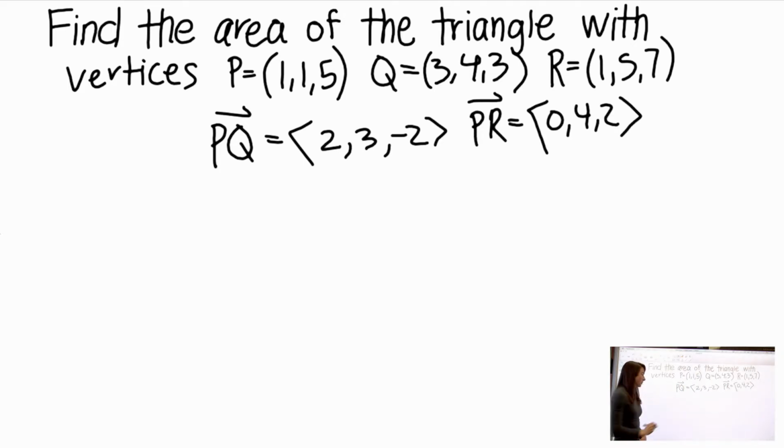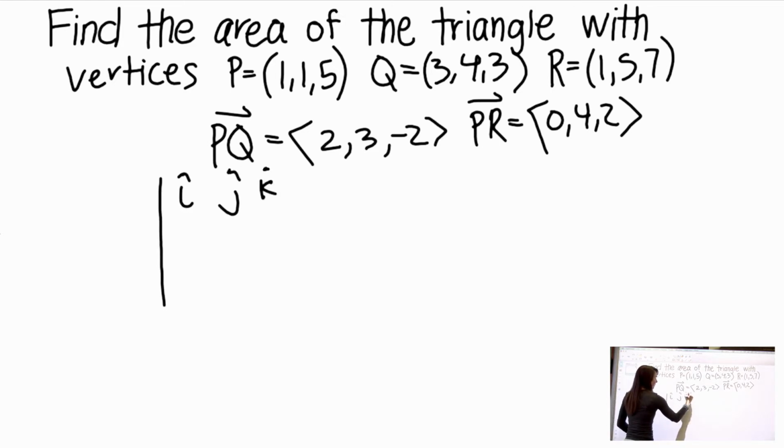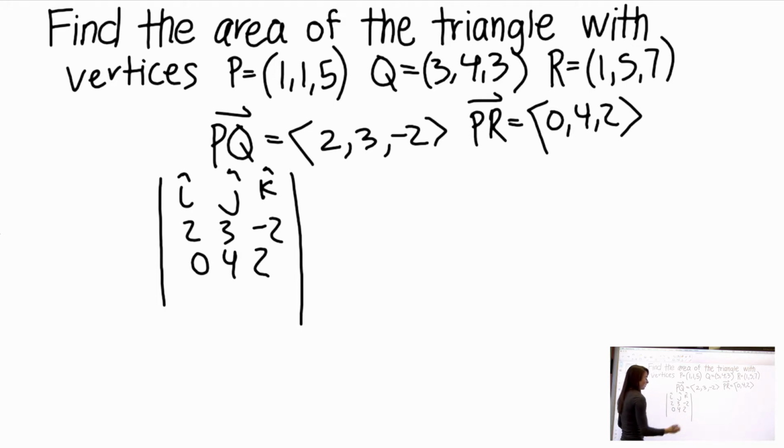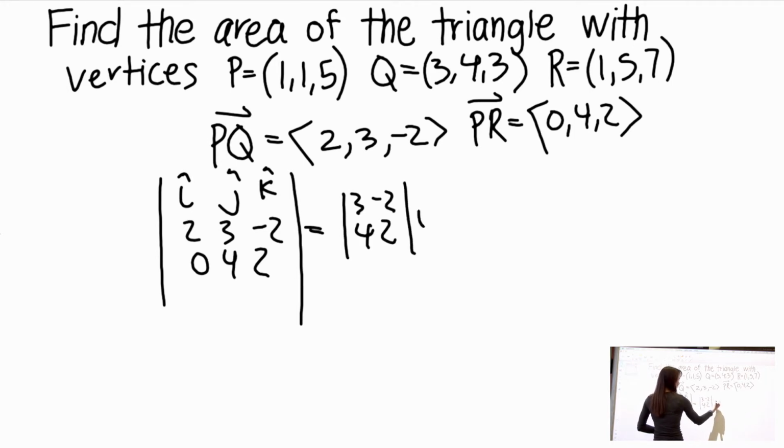Now we take a cross product. So we have i hat, j hat, k hat on the top. Then we put in our vectors 2, 3, negative 2, and 0, 4, 2. So now we look at each of the components. If we cover up i, we have this 2 by 2 matrix left. So we're going to have 3, negative 2, 4, 2, i hat.